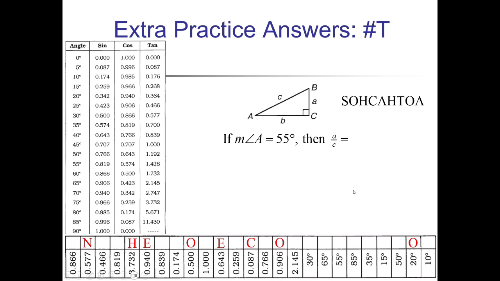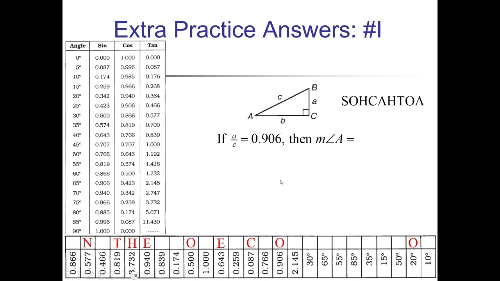Now for problem T, we're given that A is 55 degrees, and we want A over C. Again, A over C, that's opposite over hypotenuse from the perspective of angle A. So that's sine. We're asking for sine of 55 this time. So here's 55. Sine column gives us 0.819 for that. So 0.819, that's getting a T.